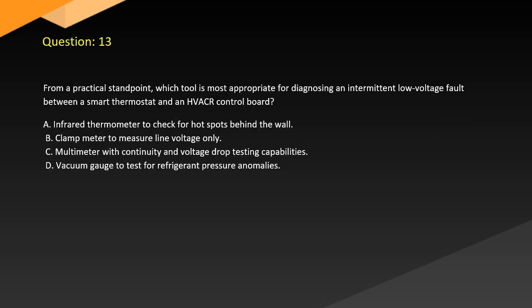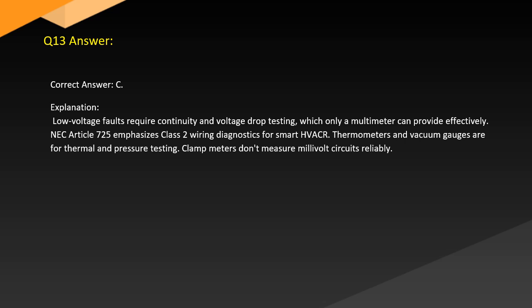Question 13. From a practical standpoint, which tool is most appropriate for diagnosing an intermittent low-voltage fault between a smart thermostat and an HVACR control board? A. Infrared thermometer to check for hot spots behind the wall. B. Clamp meter to measure line voltage only. C. Multimeter with continuity and voltage drop testing capabilities. D. Vacuum gauge to test for refrigerant pressure anomalies.